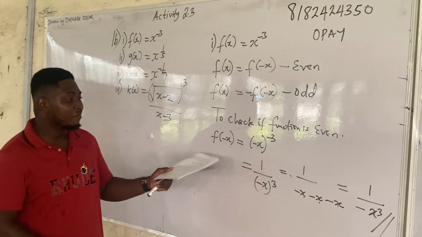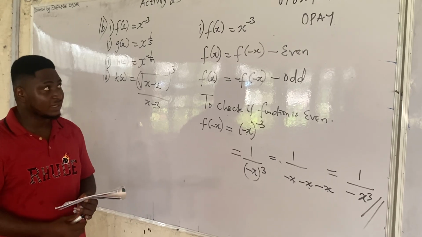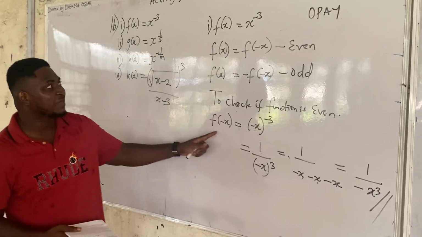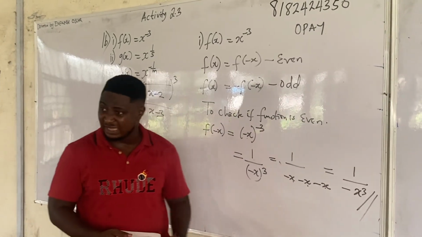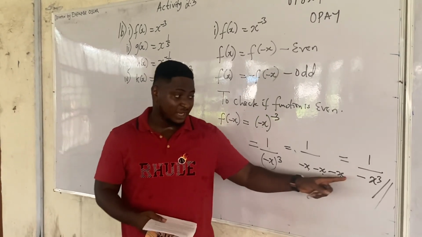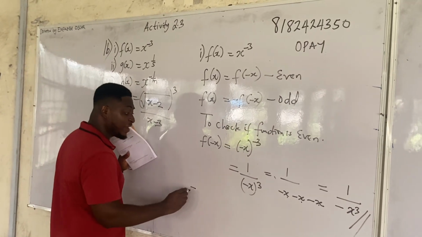This is f of minus x. Class, you can clearly see that it is not the same thing as f of x. Even if we bring this x raised to power 3 up, it's not the same because of this minus sign. Class, 1 all over minus x raised to power 3 is the same thing in a fraction.